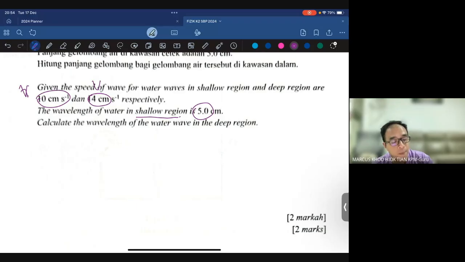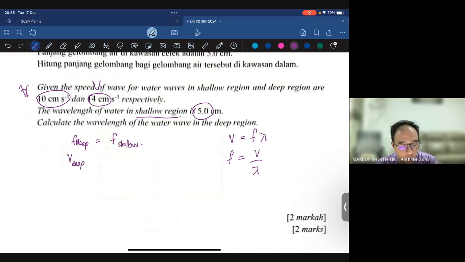Remember that the frequency at the deep area is equal to the frequency at the shallow area. Every time there is a refraction question, this calculation is most likely going to come up. Our formula is V equals F lambda. This is the standard wave equation formula. If I flip it around, F equals V over lambda. So that means the V at the deep area over the lambda at the deep area equals the V at the shallow area over the lambda at the shallow.